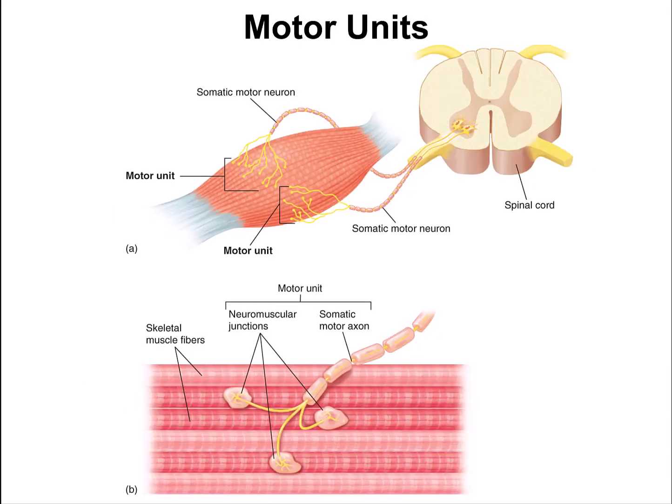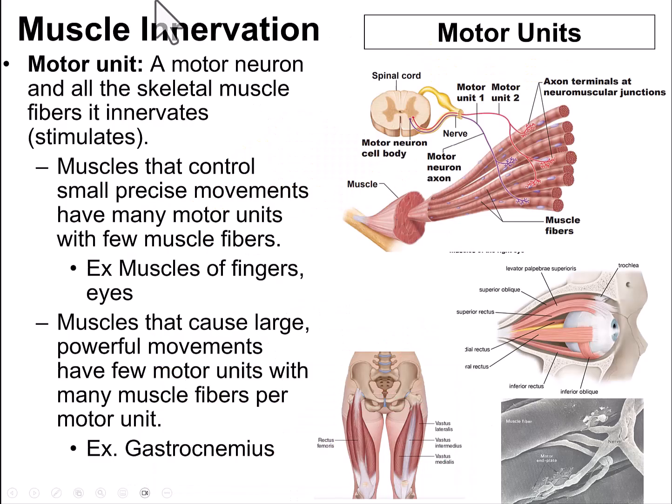Well, a motor unit is that motor neuron and all the muscle fibers that it innervates. This motor neuron here, innervating these muscle cells, for example, right here, constitute a motor unit. It's that motor neuron and each of the muscle cells that it innervates. You want to make sure you star this. A motor unit is a motor neuron and all the skeletal muscle fibers or muscle cells that it innervates or stimulates.